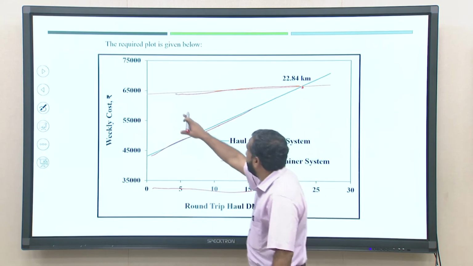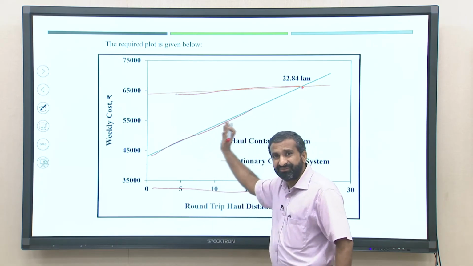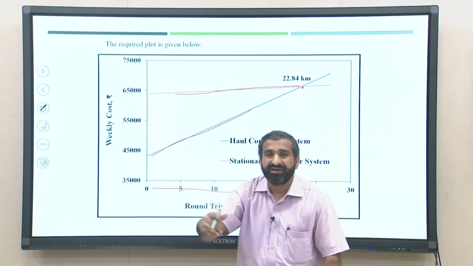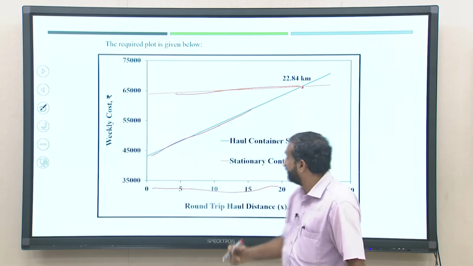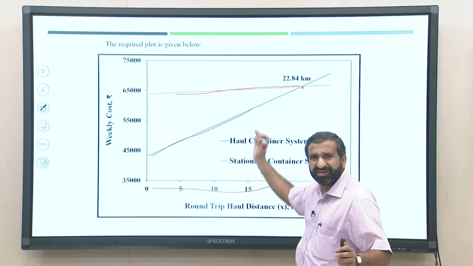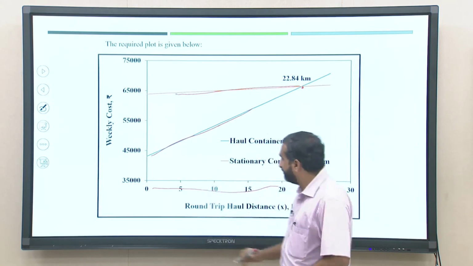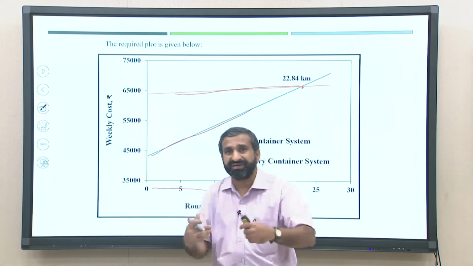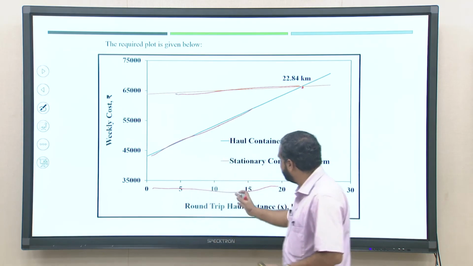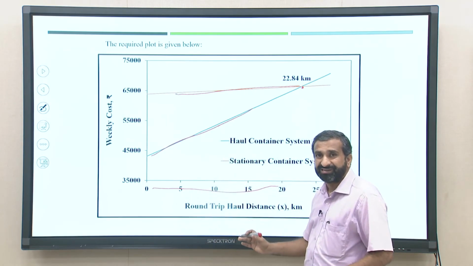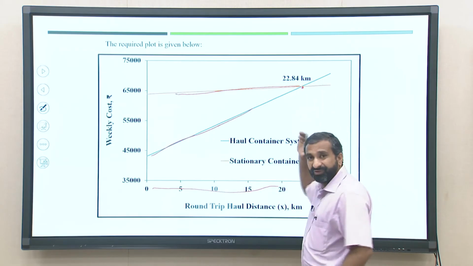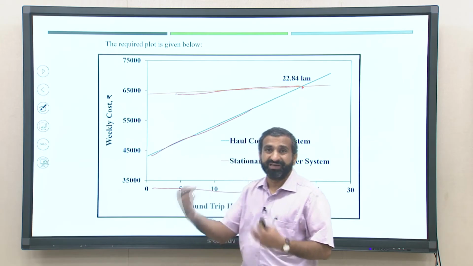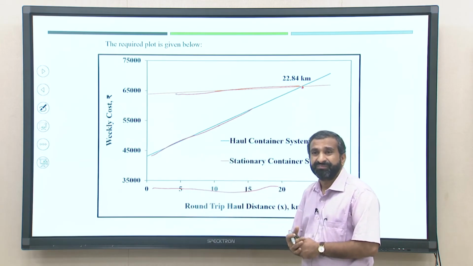Why? Because you see that whatever could be the distance, whether it is 5 kilometer, 2 kilometer, or whether it goes to 20 kilometer, there is still negligible change in the cost. But when you plan for hall container system, for the nearby locations it is always highly economical. But once you go farther than 20 kilometer, your cost will be very high in hall container system.